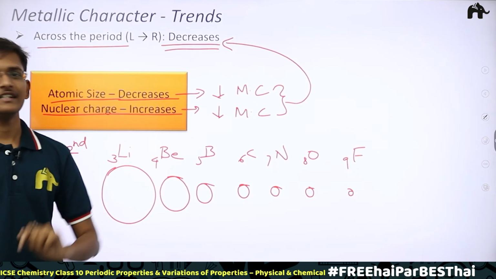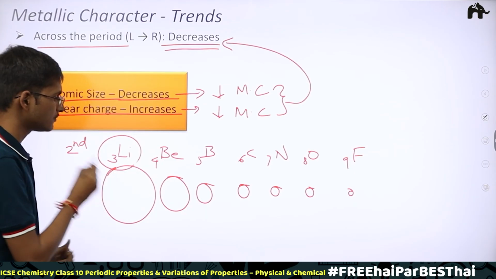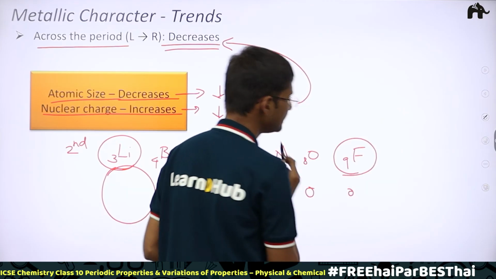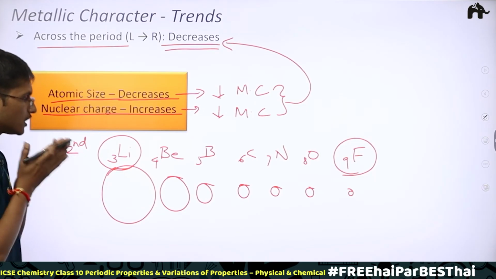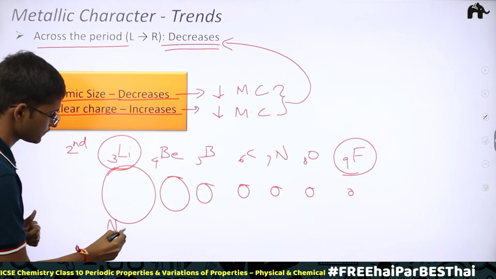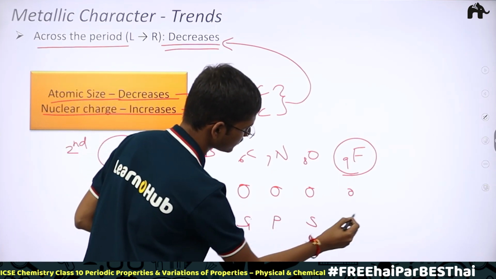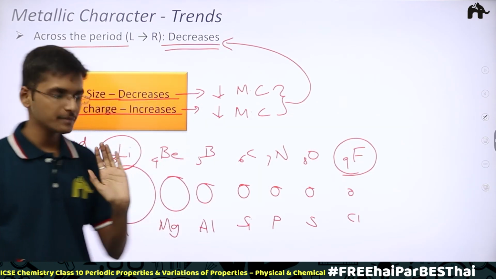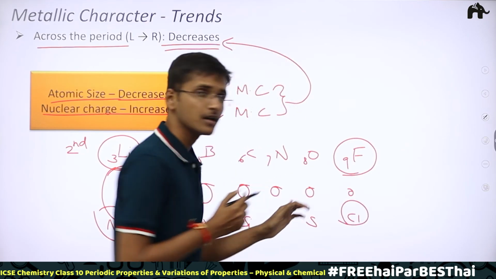Metallic character decreases. So in the second period, lithium would be the most metallic element, right? Because metallic character is decreasing, and fluorine would be the least metallic element. Similarly, we can see this in the example of third period elements: sodium, magnesium, aluminium, silicon, phosphorus, sulfur and chlorine. Same pattern is observed. Metallic character is decreasing when we move across the period. So sodium would be the most metallic element and chlorine would be the least metallic element.